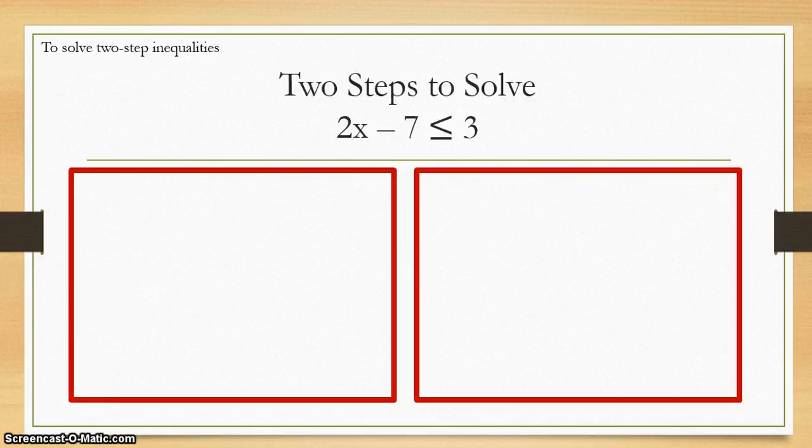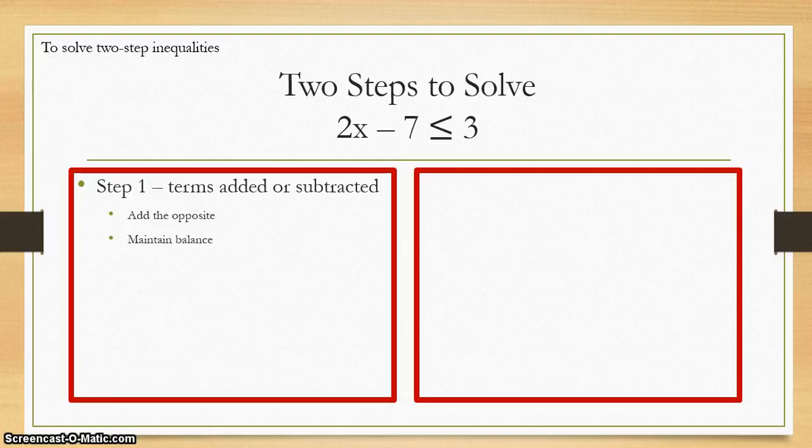The two-step inequality that we will solve first is 2x minus 7 less than or equal to 3. Step 1 is about the terms that are added or subtracted. We'll follow the same rules as a one-step inequality. We will first add the opposite, and then we'll maintain the balance.